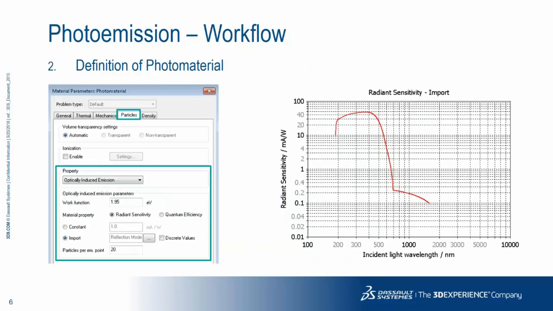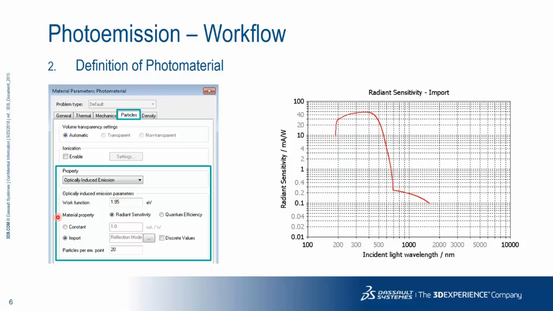This alone doesn't give you photoelectrons, because in addition you need to define your photo material. In order to do so, in our material property dialog we have a special tab for particles, and there you can specify optically induced emission, which is a material property. You can specify the work function here. Remember, if your light has energy lower than the work function, no particles will be released.